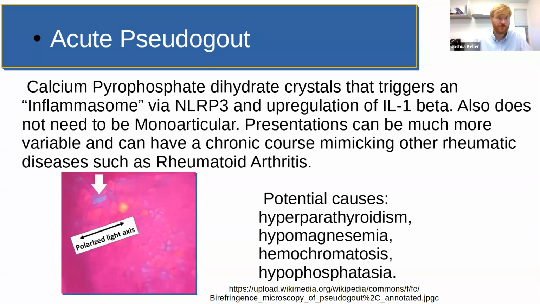So in terms of pseudogout, the important thing, because we don't have medications that directly address it, is to look for underlying causes. The other thing to note is if a patient has an underlying cause that you found, it can increase your thought that it might be pseudogout as you're thinking through the differential diagnosis. So hyperparathyroidism is one of the most common underlying causes, but also hypomagnesemia, hemochromatosis, and hypophosphatasia, which is an alk phos, not phosphorus.